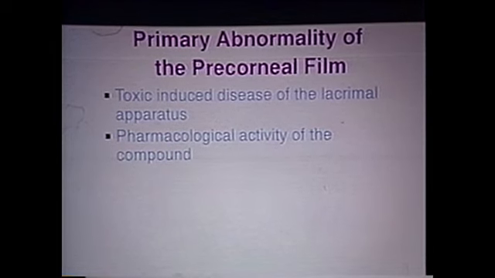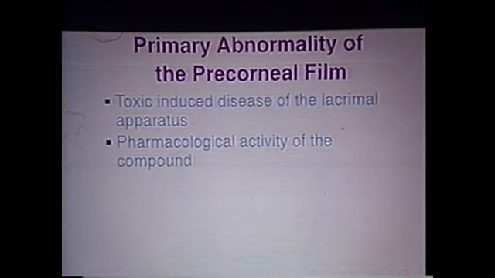And there are two circumstances whereby there can be a primary abnormality in the precorneal film. The first one is where there is a toxic-induced disease of the lacrimal apparatus, which provides the tears. And the second possibility is where the compound in question has a pharmacological activity on the secretion of tears.